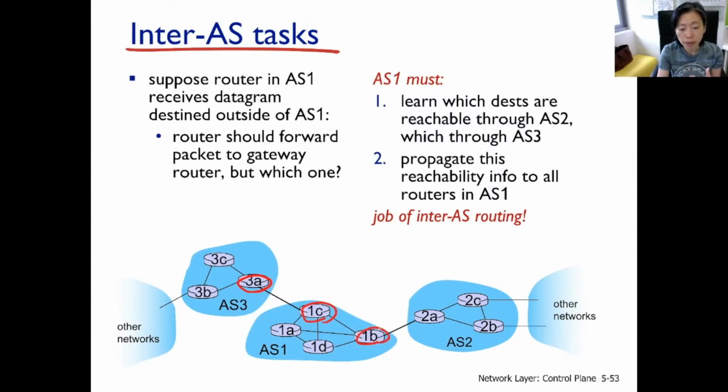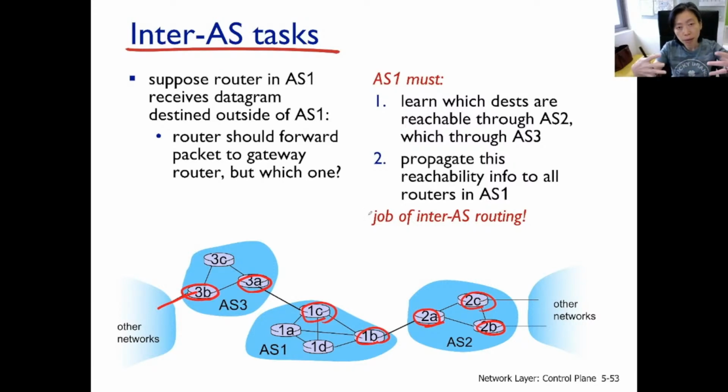1C and 1B are the gateway routers of AS1. 3A is obviously a gateway router for AS3. But you see here 3B also has connectivity to outside, to another AS, so 3B is also a gateway router for AS3. Similarly, 2A, 2B, 2C all have links to outside to other ASs, so they are also gateway routers.